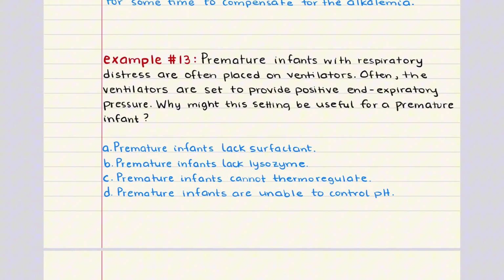Now, in premature infants, especially those born before about 30 weeks of gestation, the lungs aren't fully developed yet, and they don't produce enough surfactant. That means their alveoli are much more likely to collapse at the end of exhalation.